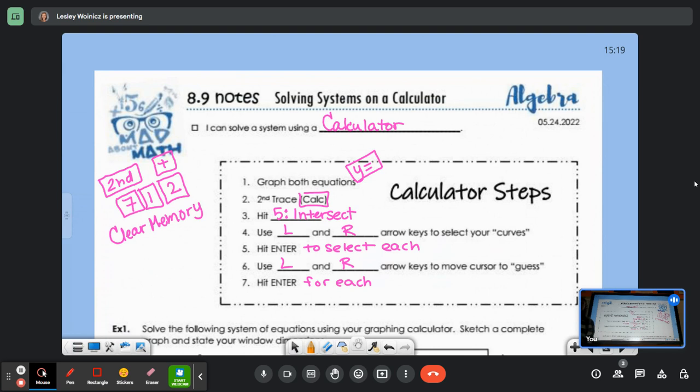Do you guys remember when we found the max and min and the zeros in unit 5? Okay, we're going to go to that same menu again, but this time we're going to pick intersection because we want where they cross. Number 4, we'll use the left and right arrow keys and then select our curves. We'll hit enter to select each curve. Number 6, we'll use the left and right arrow keys again to move our cursor to guess where our intersection is. And then we'll hit enter to select each.